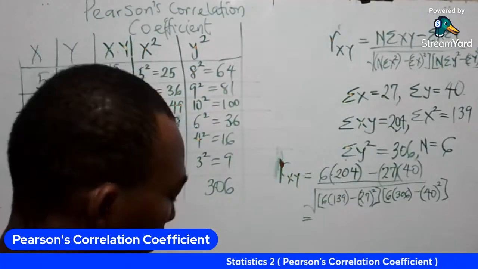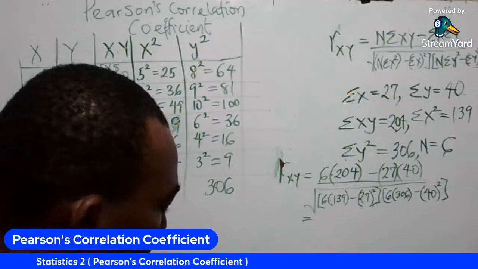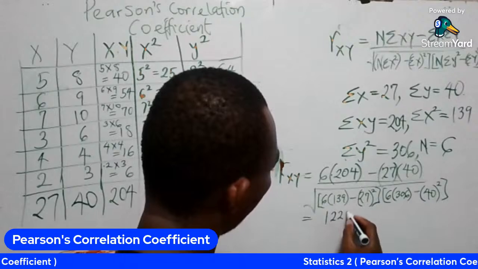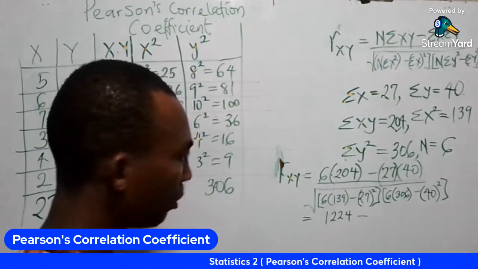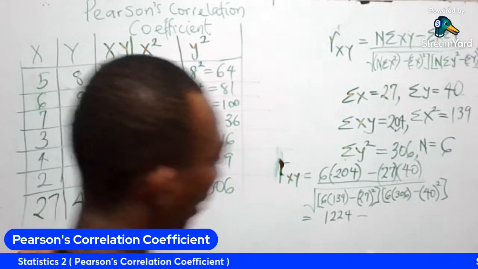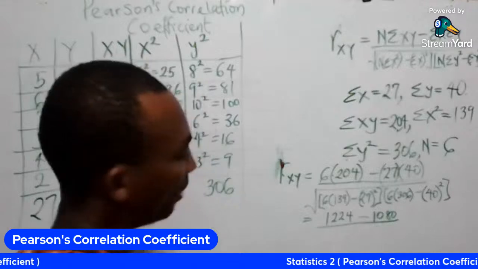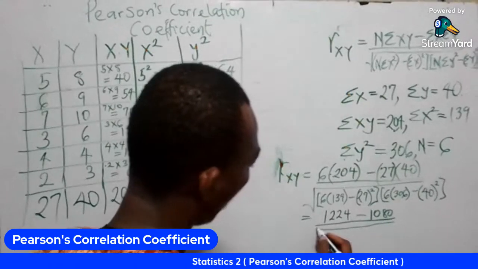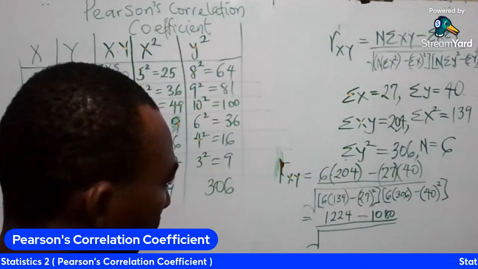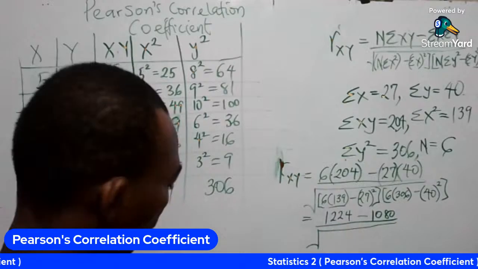So at the end of everything, we have 6 multiplied by 204. That will give us 1,224 minus 27 multiplied by 40. That will give us 1,080. Okay, let's manage this place. Don't forget your square must still be here. So let's clear this one away. So that will be 6 multiplied by 139. I'm talking about this place now.